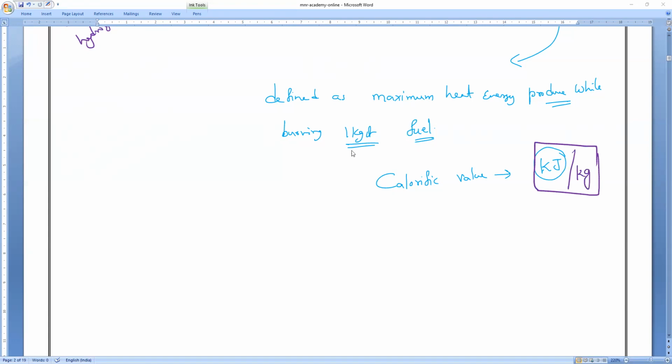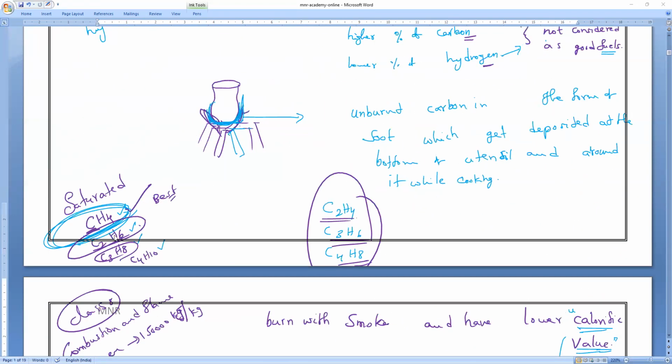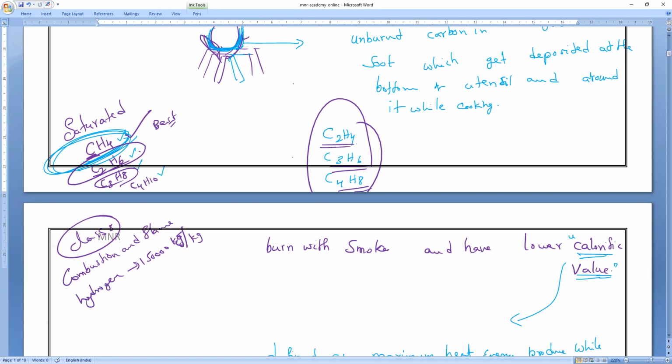So be very careful. Now you tell me, who has the highest calorific value? Methane, ethane, propane. Who has the highest calorific value? Methane. Do you understand it? So note it. If the calorific value is greater, it is the best fuel. The best fuel always has the highest calorific value. That is what you have to remember. All of you understand? Yes, please respond, guys.